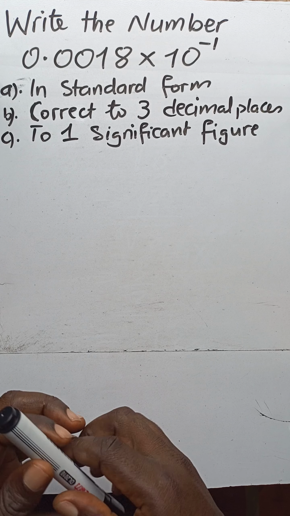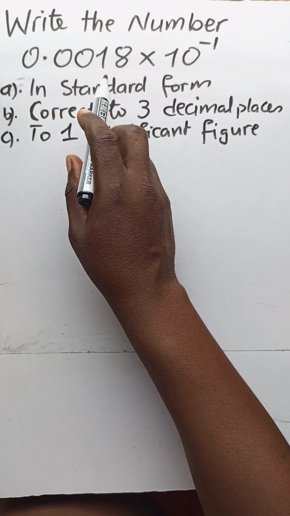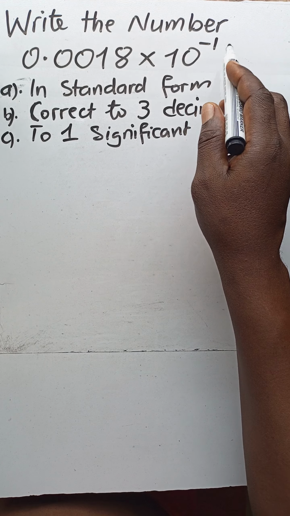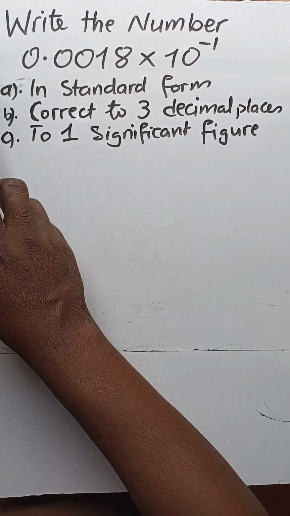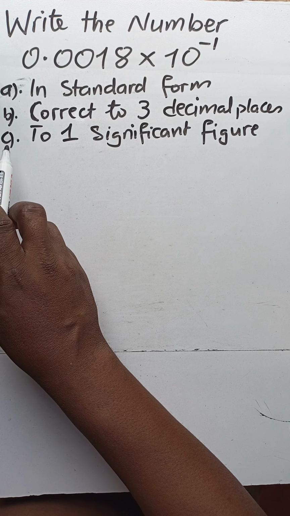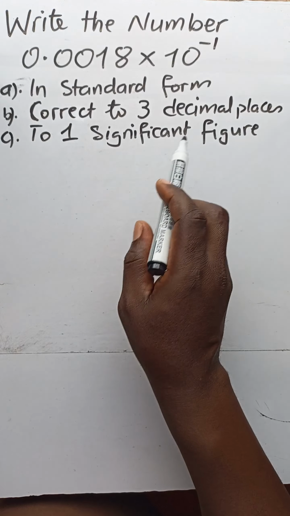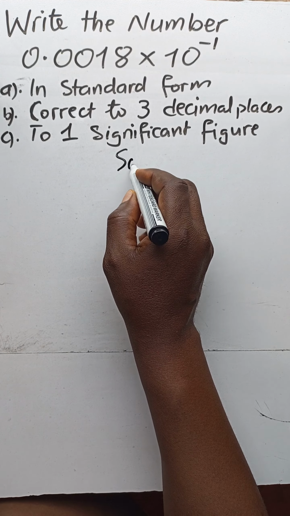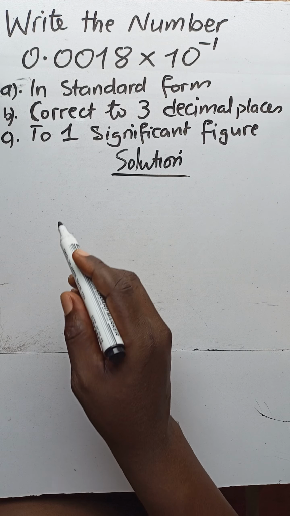Let us write the number 0.0018 multiplied by 10 to the negative 1 in standard form and correct to 3 decimal places and to one significant figure. The first thing to do is to write that number as a single decimal number.